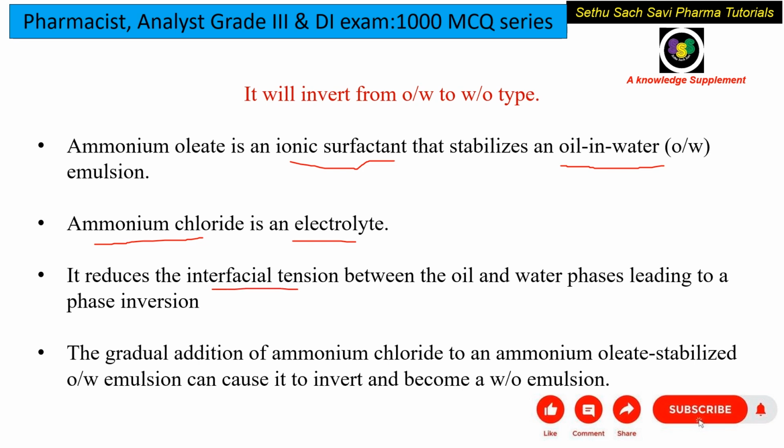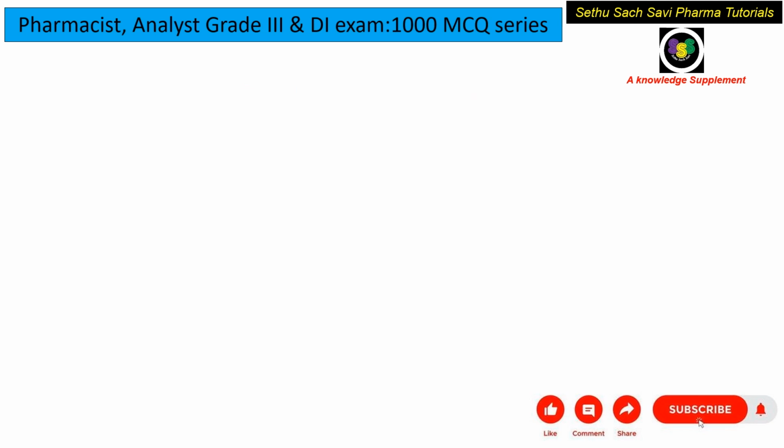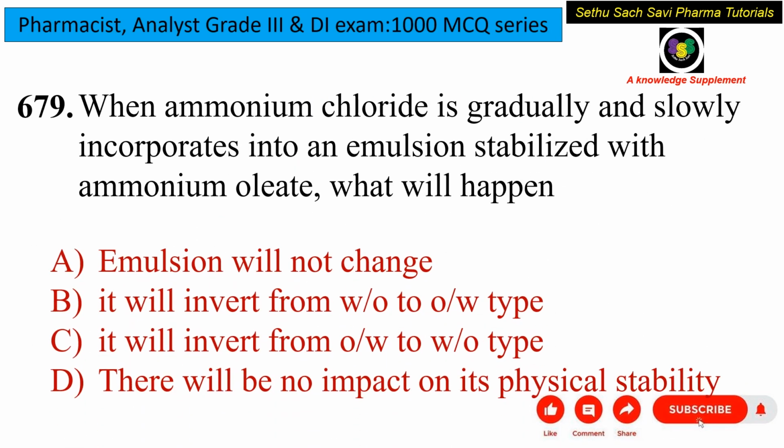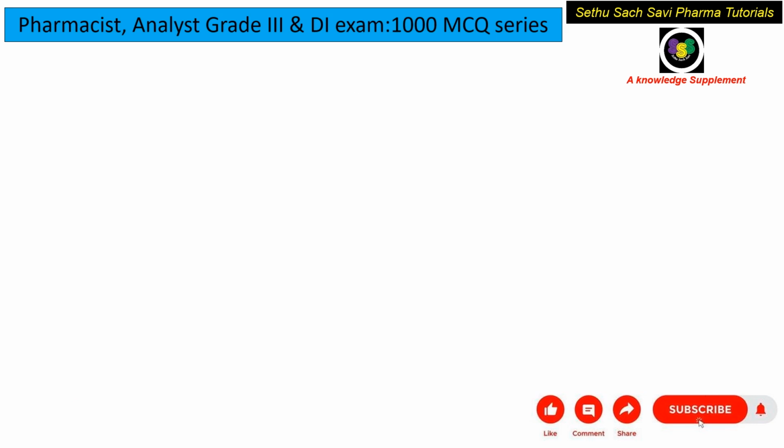As we are adding this ammonium chloride gradually, as the concentration increases, there will be phase inversion. Phase inversion means the initial oil in water type of emulsion will convert into water in oil type. So there will be inversion. So here, which option will be the most appropriate? From oil in water to water in oil type. So this is how it will invert.